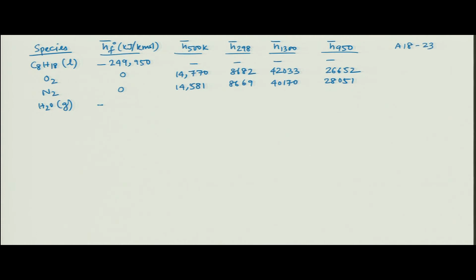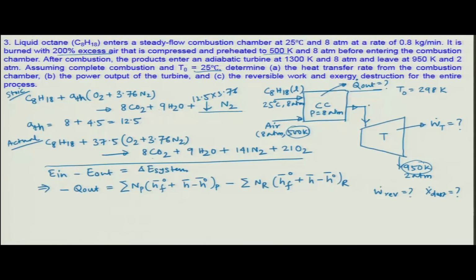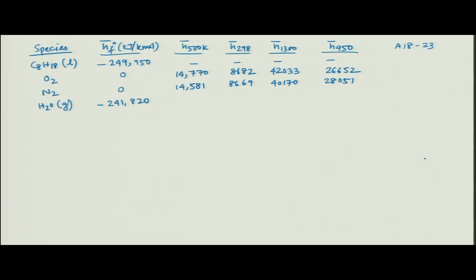So, enthalpy of formation is minus 241,820. Water vapor is basically the combustion product, which is at 1300 Kelvin. So, water vapor exists at 1300 Kelvin and 950 Kelvin. So, we have to write the enthalpies at 298 Kelvin of water vapor is 9904, and at 1300 Kelvin it is 48,807, and this is 33,841. This is for the water vapor.